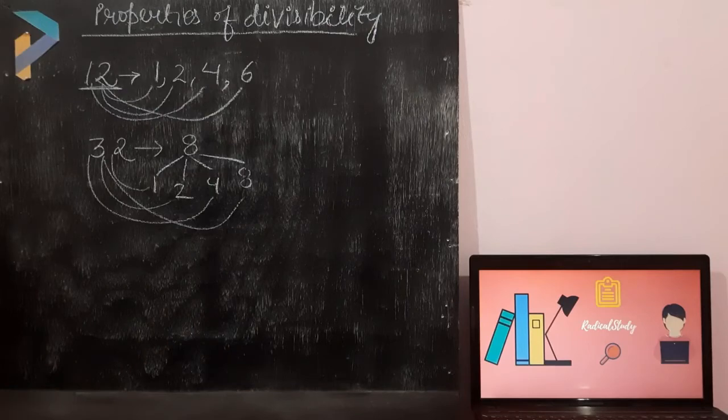Now the next property is, if a number is divisible by each of two co-prime numbers. This is very important property. If a number is divisible by each of two co-prime numbers, it must be divisible by their product.